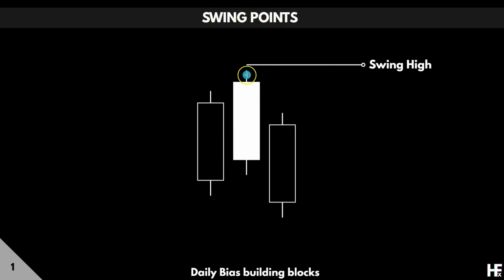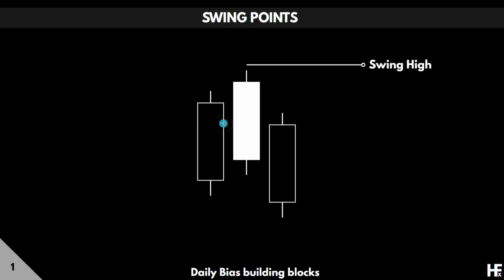So the swing high is basically a high that has two lower highs on either side that would classify this as a swing high. Now, since the price is fractal, this happens in all time frames. In order to understand daily bias, we're going to be focused on the daily time frame.